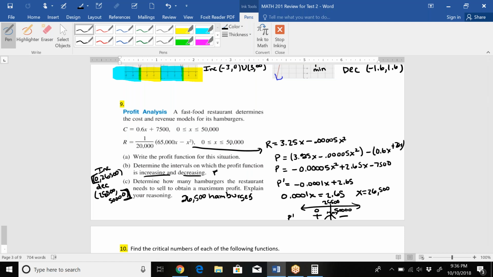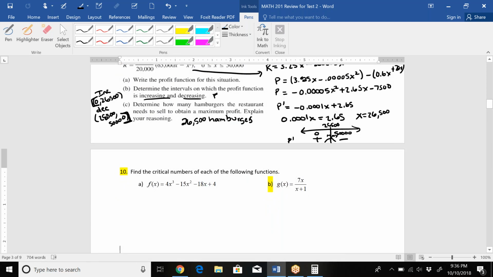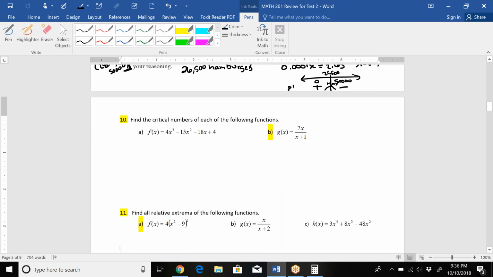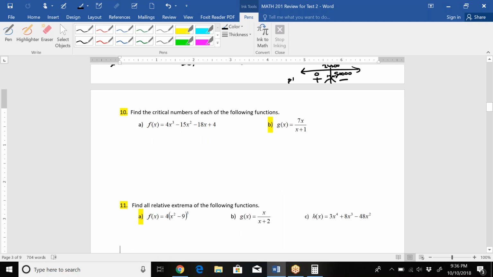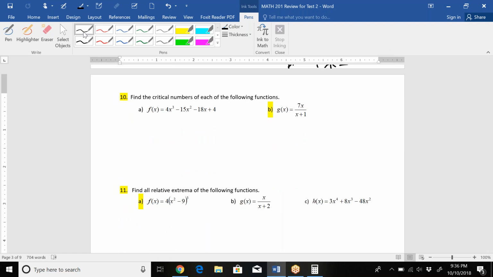It says find the critical numbers of the following function. I didn't do A because that one's just you take the derivative, it's quadratic, and then you factor it and you get two answers. I wanted to do B since it was a fraction one. So remember, we have to take the derivative of this to figure out if it has critical numbers.